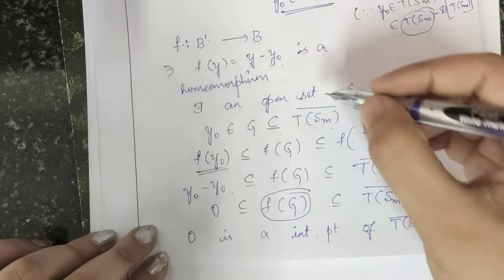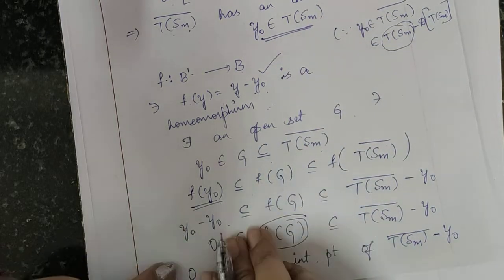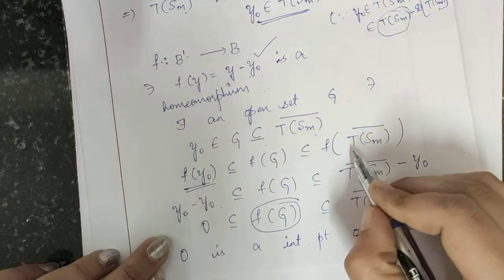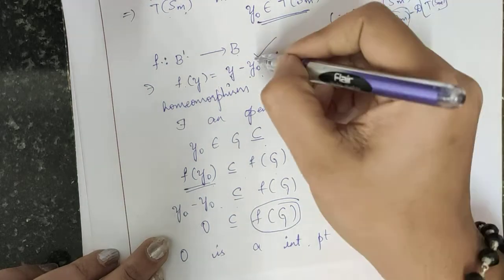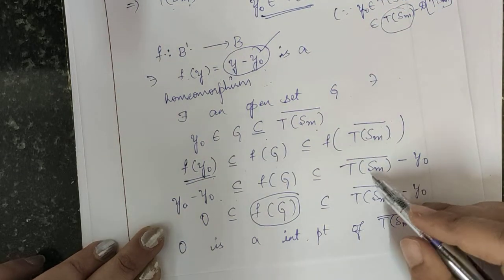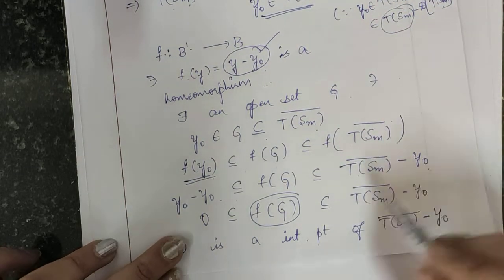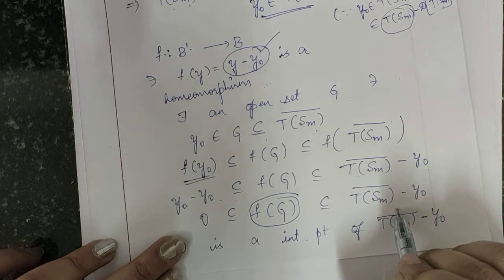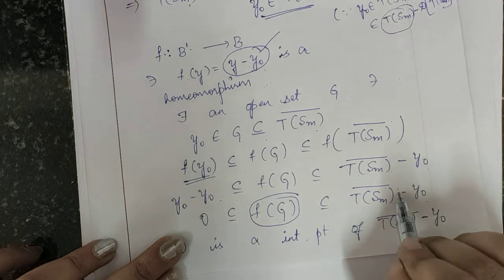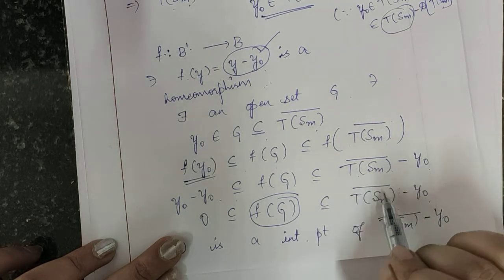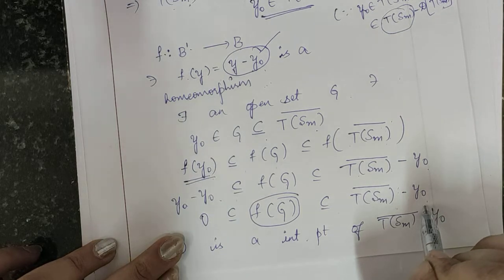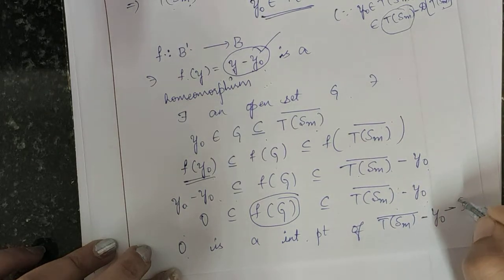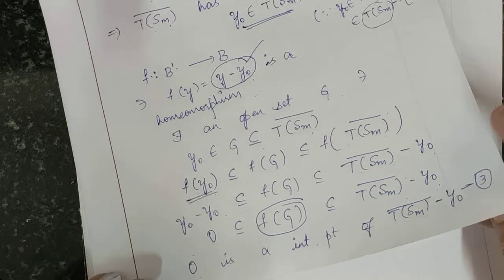whole closure. Now from this, what is f of y0? I can write it as y0 minus y0. This is a subset of f of G. Again f of T of Sm whole closure can be written in this form, so we get T of Sm whole closure minus y0. So y0 minus y0 is 0, a subset of f of G, a subset of T of Sm whole closure minus y0. From this you can say that T of Sm whole closure minus y0 has the origin as an interior point. Call this statement equation number 3.